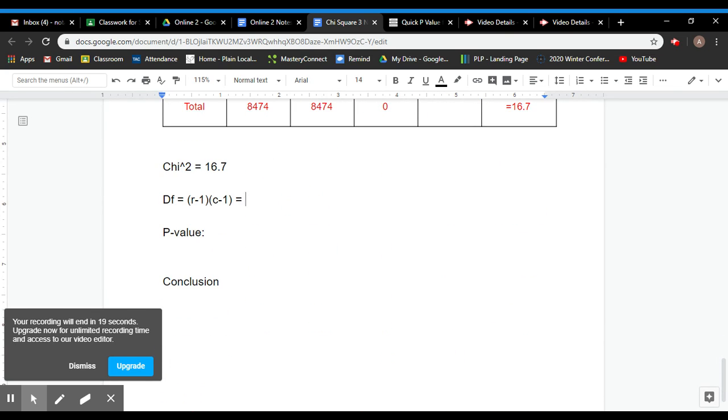So our DF is, we had 2 rows, so 2 minus 1, and then we had 3 columns, so 3 minus 1. And that's in parentheses, so we multiply. So that means 1 times 2, so our degree of freedom number is 2.